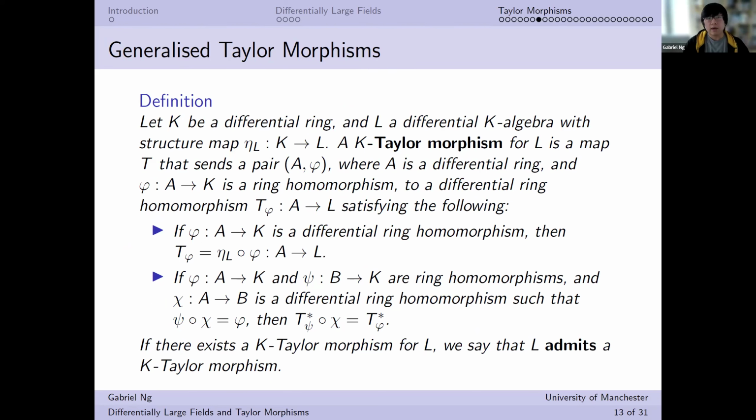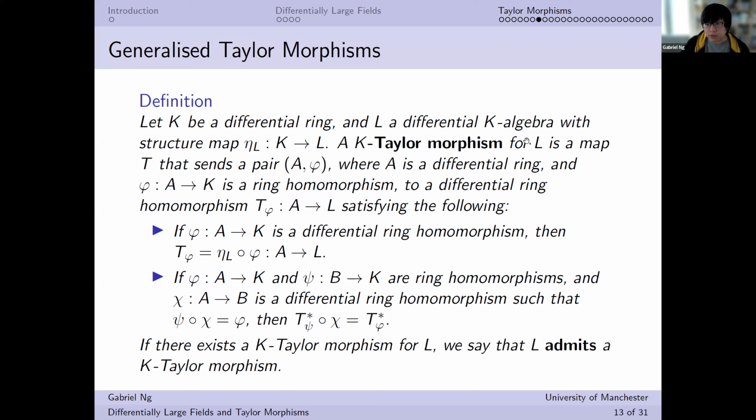Okay. Now we define a generalized Taylor morphism to be essentially just a map which satisfies the previous two properties that we noted about the twisted Taylor morphism. So precisely, let K be a differential ring, and let L be a differential K-algebra, where we denote the structure map of L by η_L.